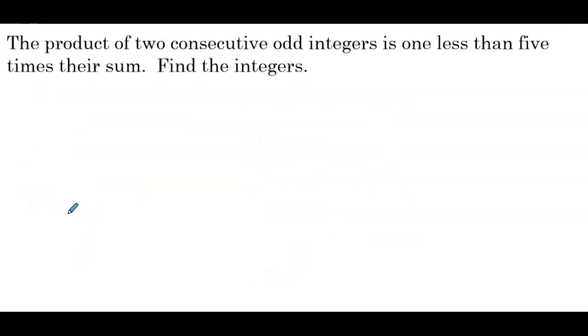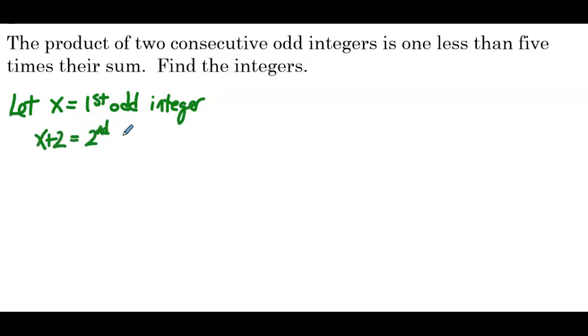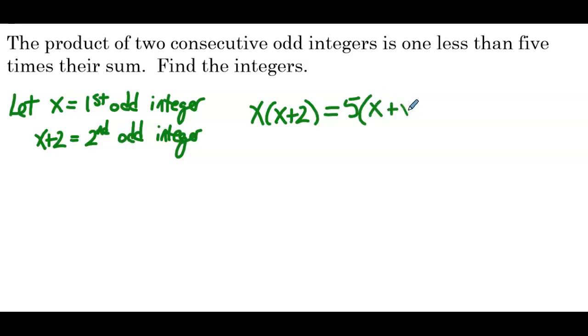The product of two consecutive odd integers is 1 less than 5 times their sum. Find the integers. Okay, so we'll let x be equal to the first odd integer, and then x plus 2 is the second odd integer. So the product of two consecutive odd integers, so x times x plus 2 equals 1 less than 5 times their sum. So 5 times their sum, which is x plus 2, and then we're going to take away 1.